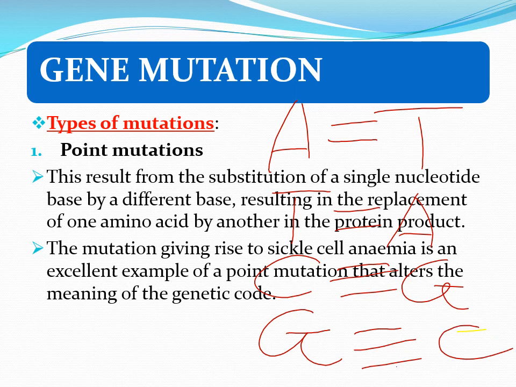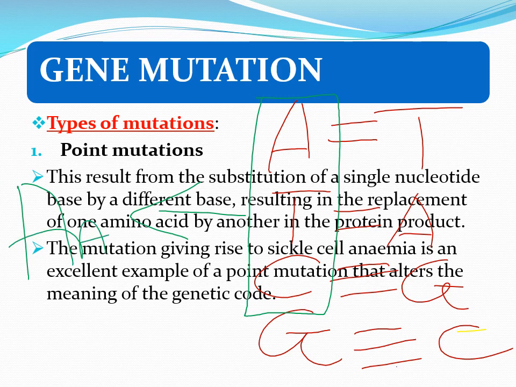So when we are interpreting this information, three nucleotide bases are responsible for a particular amino acid, a single amino acid. Adenine, thymine, cytosine. The arrangement of adenine, thymine, cytosine is responsible for a particular amino acid.